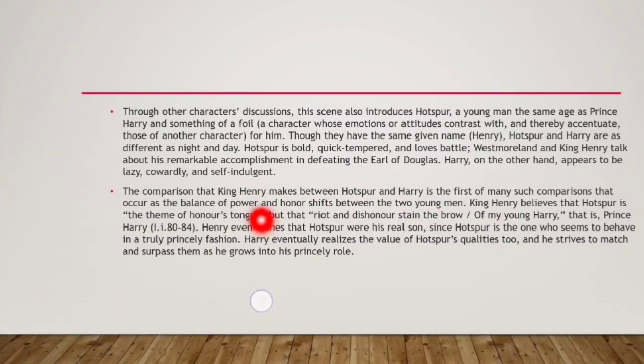Hotspur is an honorable man. So any person who speaks about honor would speak of Hotspur Percy. But riot and dishonor stain the brow of my young Harry. His own son is a person who is filled with riot. That is, his character is so dishonorable, and he is so extravagant. So again, his son is extravagant, he's a dishonorable man. So he makes a sharp contrast between Hotspur Percy and Henry, or Harry.